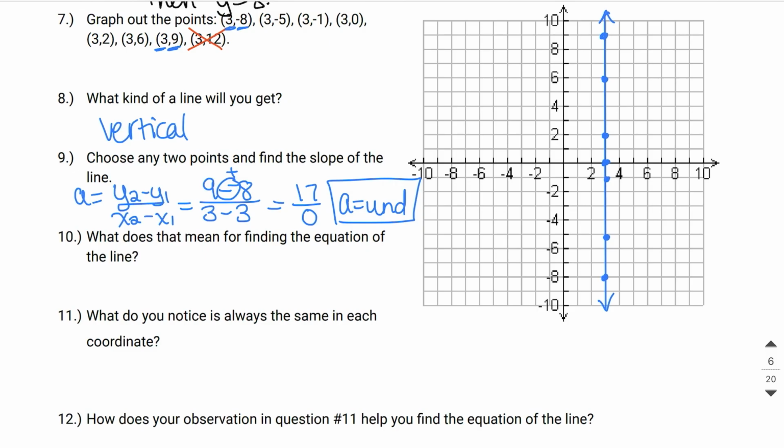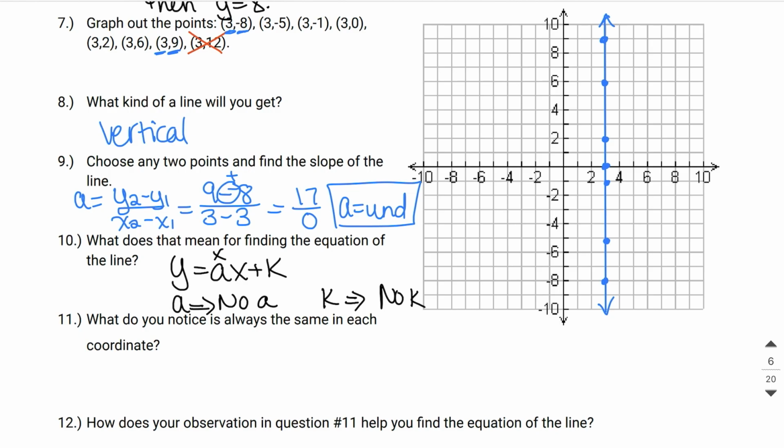So what does that mean for finding the equation of a line? Well, the general equation of a line is y equals ax plus k, but a is undefined, so there's no way that I could figure this out because there is no a. And then the k is your y-intercept. If you look at your graph right here, this line will never cross the y-axis. So there is no k either. So we can't use y equals ax plus k in this example.